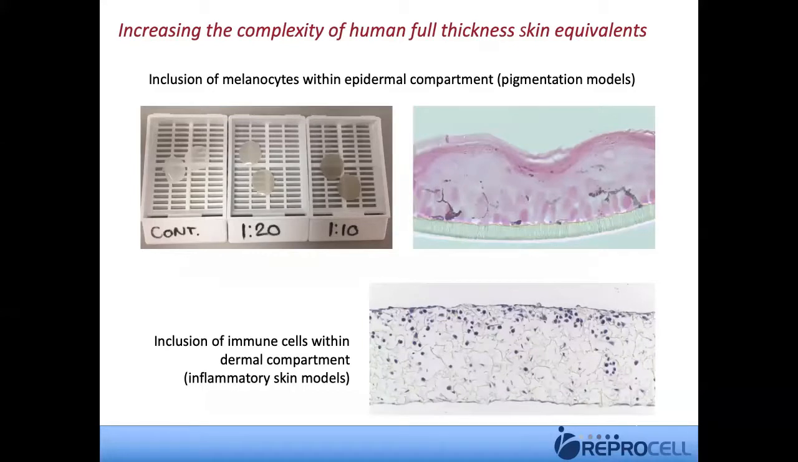We're now looking to increase the complexity of these models, and what we're demonstrating here is the addition of multiple additional cell types. So we've already got the keratinocytes present in this epidermal model, and now we're introducing melanocytes, so we can get skin of different tones. And in the bottom here, we've got an example of introducing immune cells into the dermal compartment. This is ongoing work to enable us to create an inflammatory skin model.